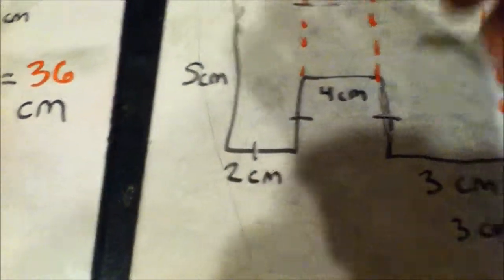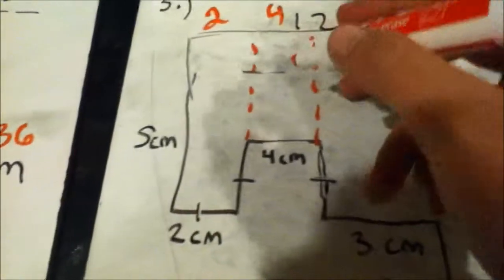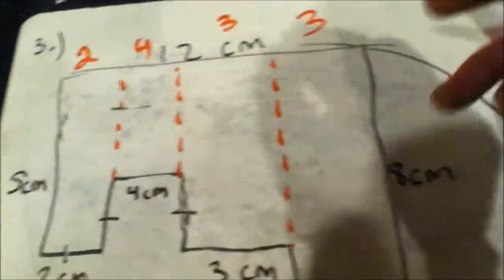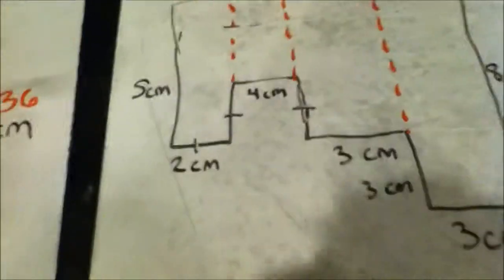Little rectangles. You know this one's going to be 2. So it's going to be 4. So it's going to be 3. So it's going to be 3. 4 plus 2 equals 6. Plus 3 equals 9. Plus 3 equals 12. Same length. No change. It's just brought down a little more.